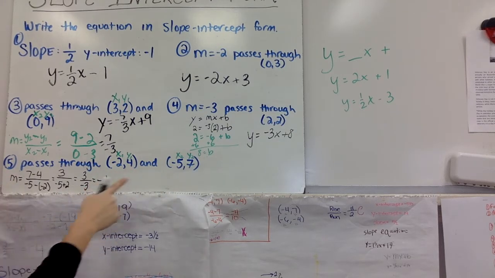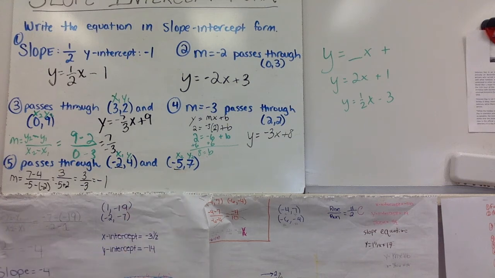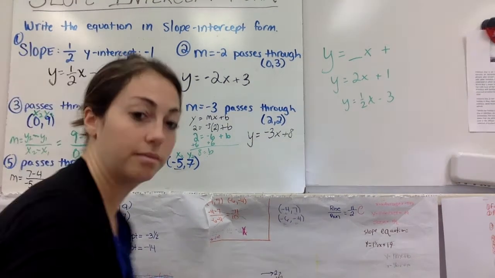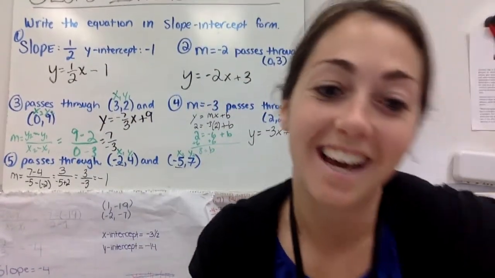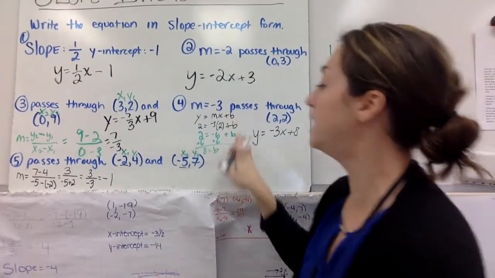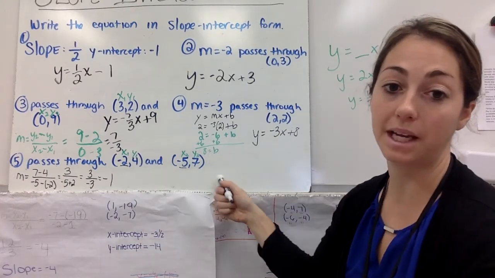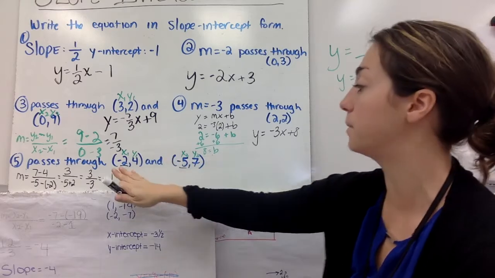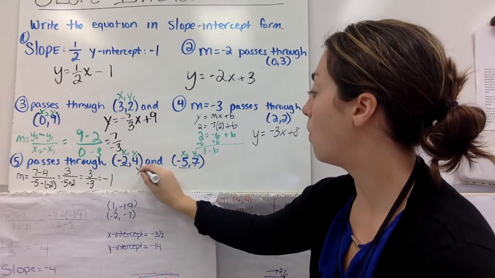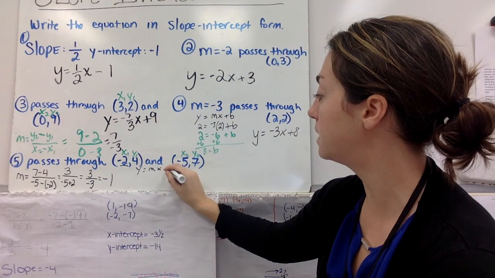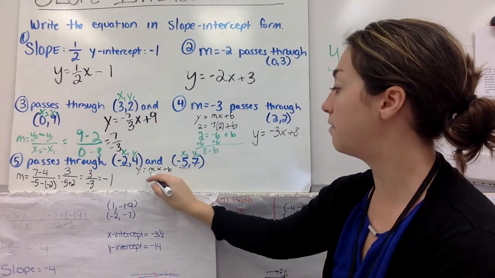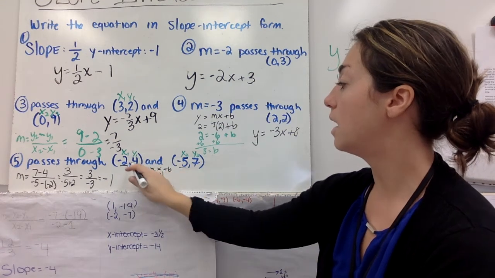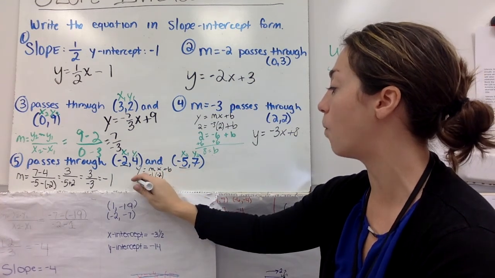And now I don't have my y-intercept because neither of these x values are 0. So I've got to turn around and do what we did here. Now I know a slope, and I can pick either ordered pair. And really, neither matters. I'm going to pick the smaller numbers. So I have y equals mx plus b. Instead of my m, I have -1. Instead of my x, I have -2. And my corresponding y is 4.